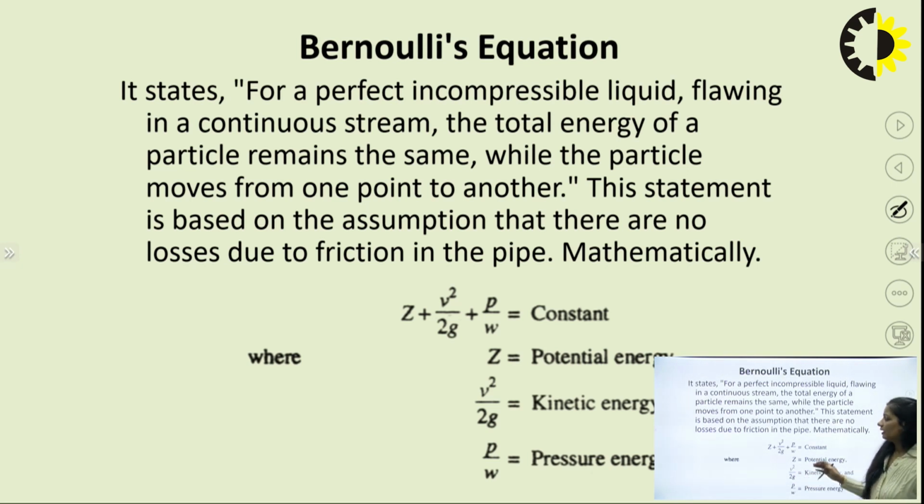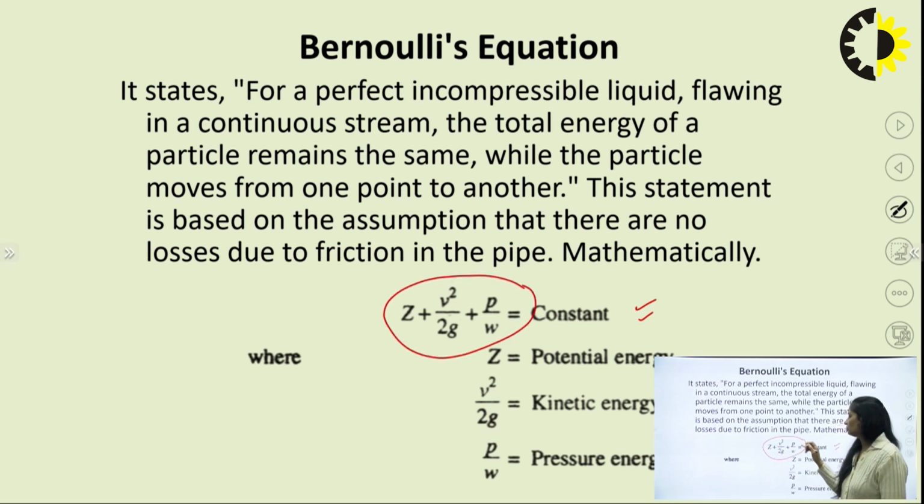Again, there is another assumption, that there should be no losses due to friction in the pipe. After assuming all of these, we can write that the energy equation must be constant. Here again, Z is your potential energy, V square by 2g is your kinetic energy, and P by rho g is your pressure energy.